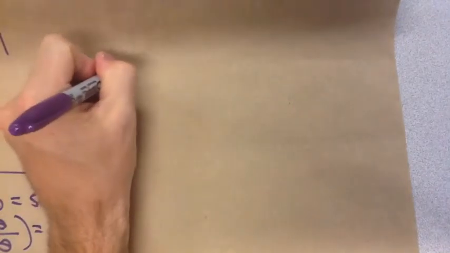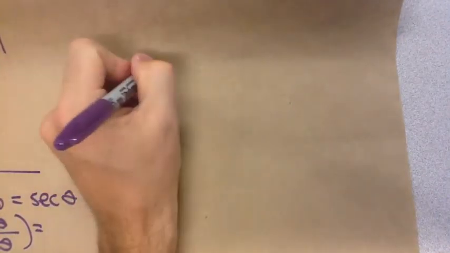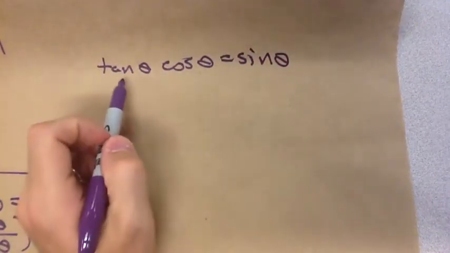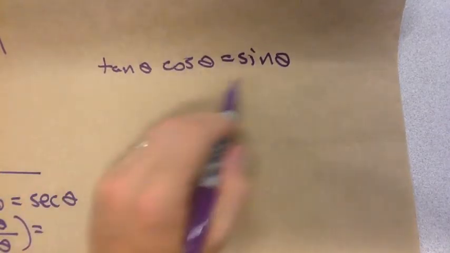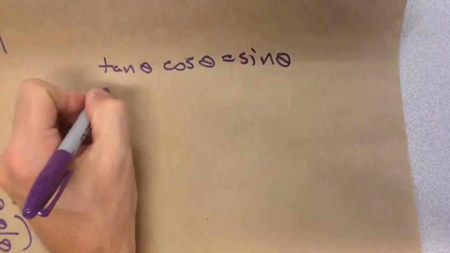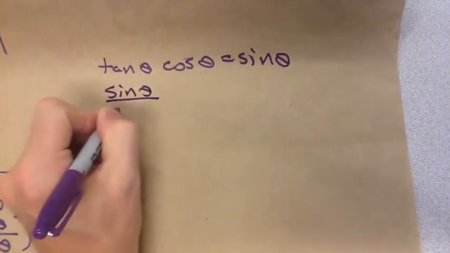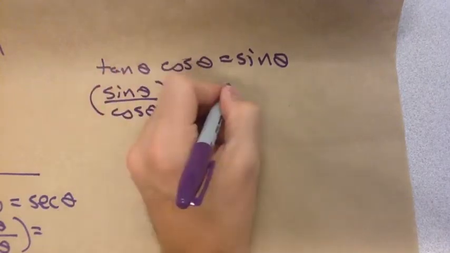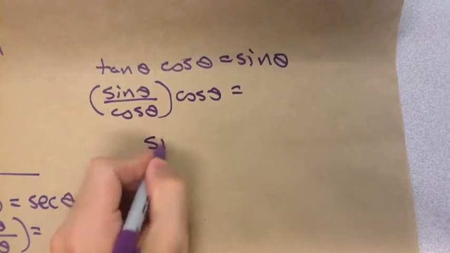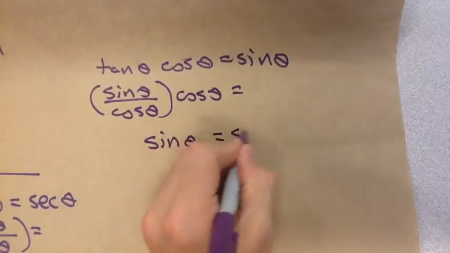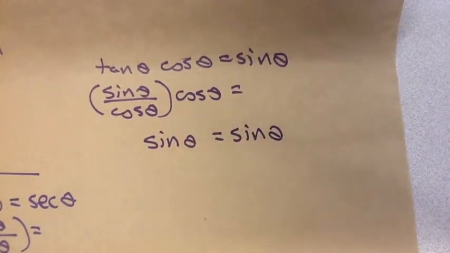Now let's look at tangent theta times cosine theta equals sine theta. So I'm going to change tangent into nicer terms. I could call it cotangent, but really I already have cosine and sine, so let's write it there. Tangent theta is sine theta over cosine theta. Bring down the cosine theta. By multiplying, these become 1. I'm left with sine theta equals sine theta.